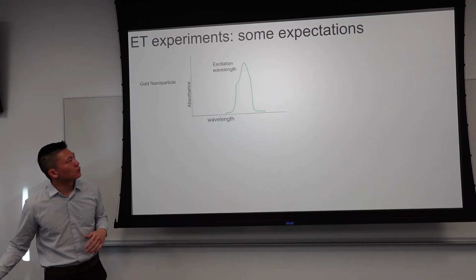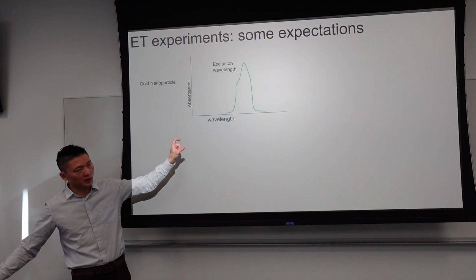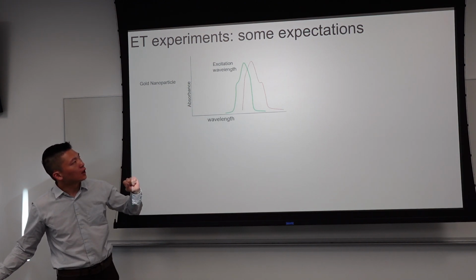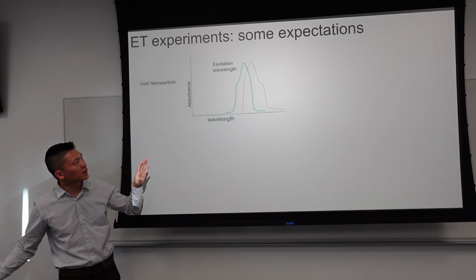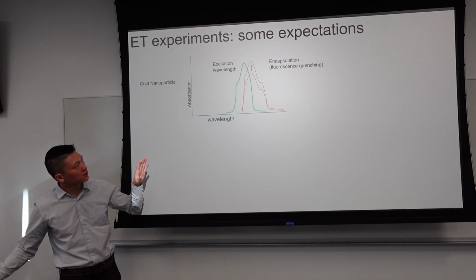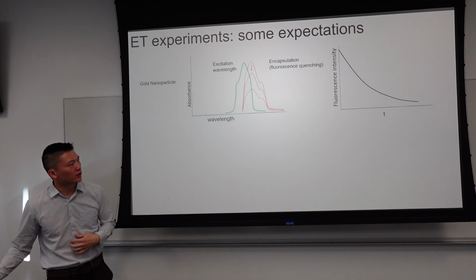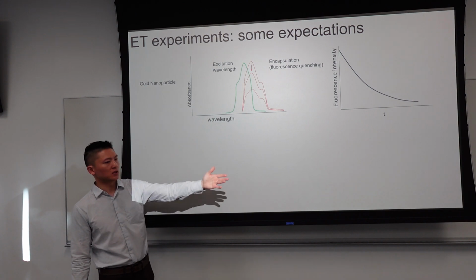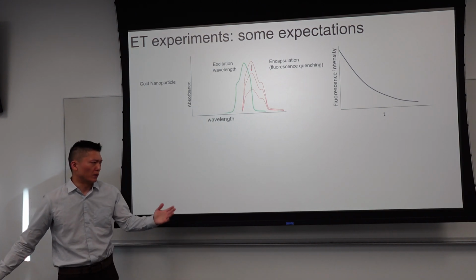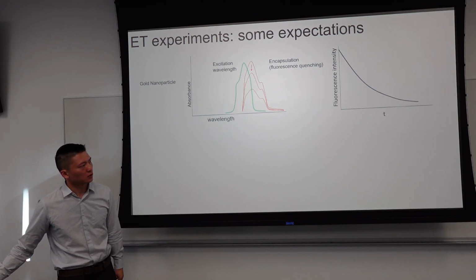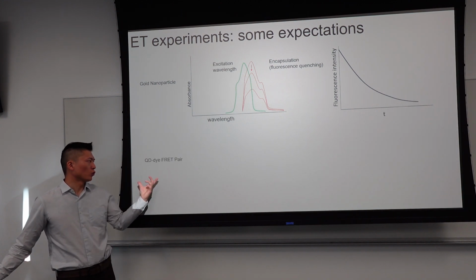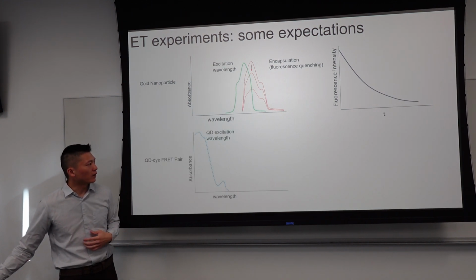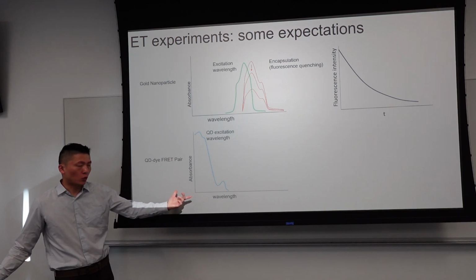So let's look at some expectations. If it's a gold nanoparticle, the dye is being absorbed in this region, so we would excite the dye, and upon encapsulation, we will see the fluorescence intensity decrease, and then we can monitor this over time. So essentially, this is the rate of encapsulation, or the rate behavior of encapsulation over time.